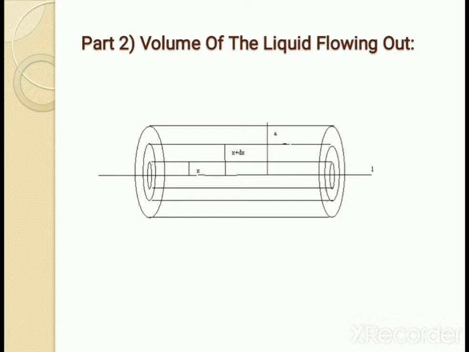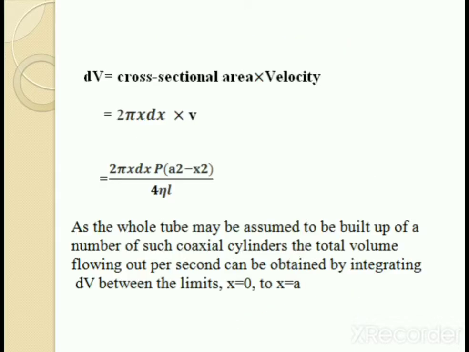Now the velocity of flow between the two cylindrical layers is v, and 2πx dx is the cross sectional area between them. Now the volume of the liquid flowing per second through this area becomes dV is equal to cross sectional area into velocity, where the cross sectional area is 2πx dx and the velocity from the previous video is v equal to P (a² − x²) upon 4ηl. So putting the values, the equation becomes 2πx dx P (a² − x²) upon 4ηl.